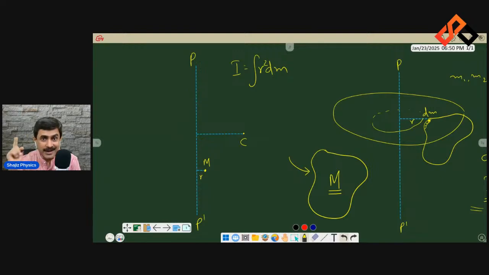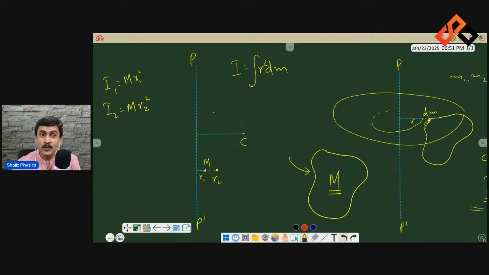Now, let it rotate about this axis. We can calculate the moment of inertia of that point object. Let it be I1. I1 equals m times r1 square. Now, we are increasing r, keeping the mass the same. I am rotating the same object at a larger distance, r2. Now, the moment of inertia I2 will be m r2 square.